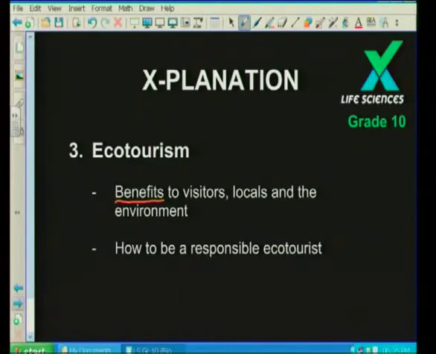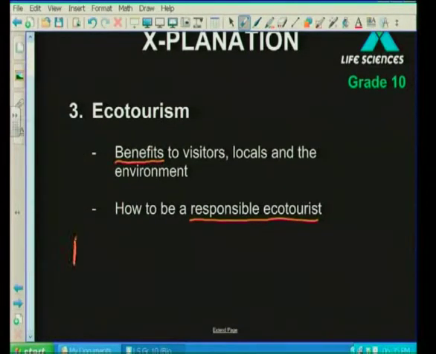All right, we're going to move on to now ecotourism. Now, ecotourism we can talk about ecotourism forever. I'm just going to touch onto a few benefits of ecotourism to South Africa, to our country, and how can you and I be a responsible ecotourist. Now, a few of the benefits. Let's just page down here. All right, let's look at benefits. What are the benefits to South Africa?